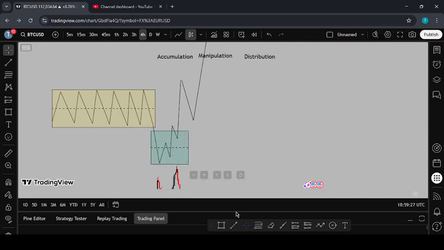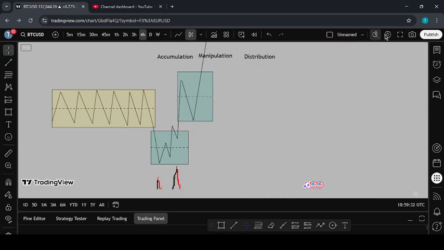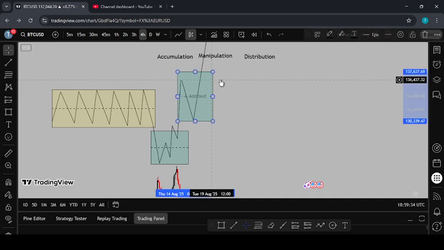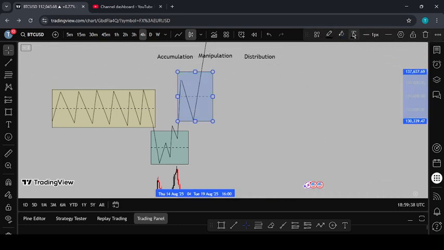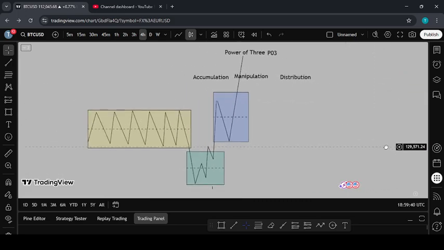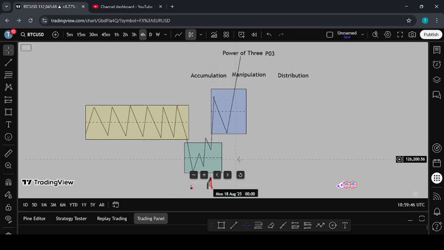This would be the manipulation, and this would be the distribution, right? So you can see, you need to take this down, write it down so that you do not miss it.